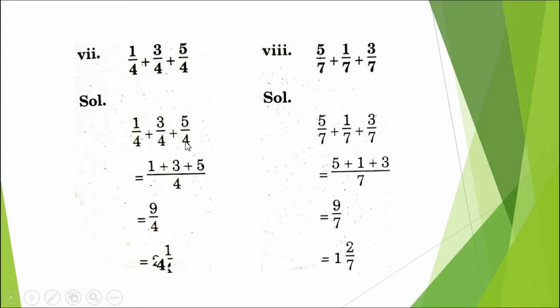Now question number 7. 1 over 4 plus 3 over 4 plus 5 over 4. Take the LCM of these values, answer will be 4. Now 1 plus 3 plus 5 in numerator, answer will be 9 over 4. Now we write these, 4 4s and 1 over 4.